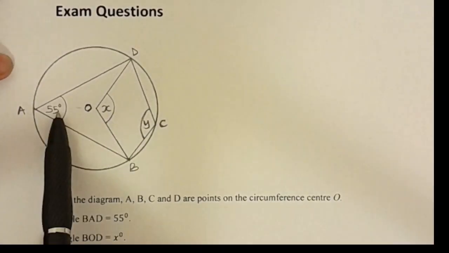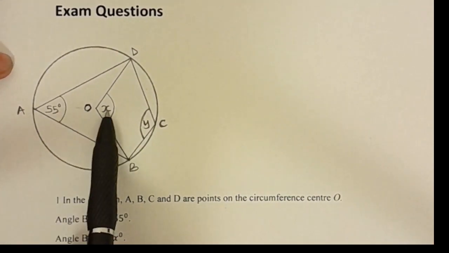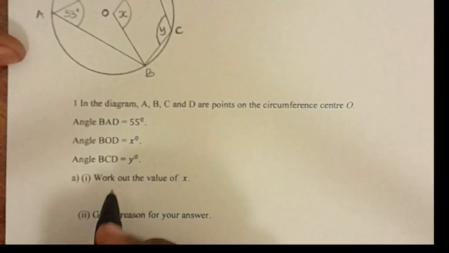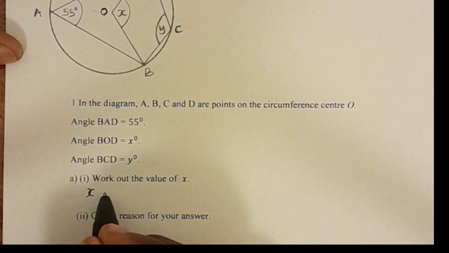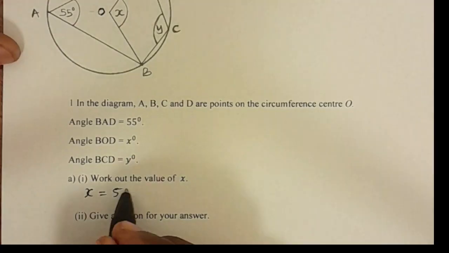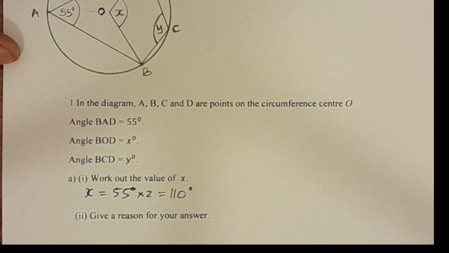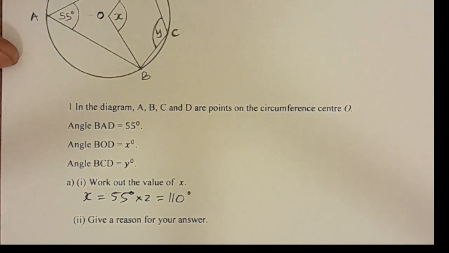So since at the circumference we've been given 55 degrees and they want us to find the angle at the center, for us to find the angle at the center, we need to multiply this 55 by 2. So we're going to say x is equal to 55 degrees times 2, which gives 110 degrees. So x is equal to 110 degrees.